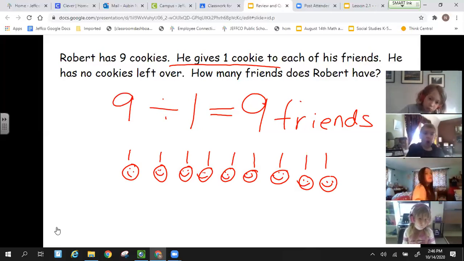Let's see if it works. Robert has 9 cookies. He gives 1 cookie to each of his friends. He has no cookies left over. He has 9 friends. Does that make sense? Did each get 1?